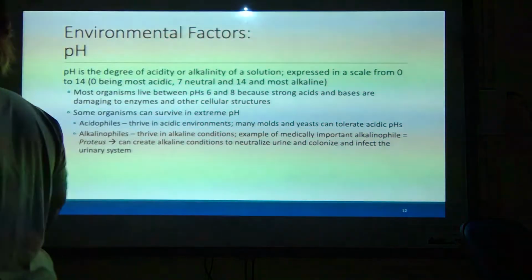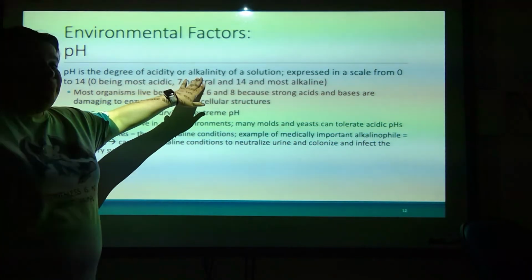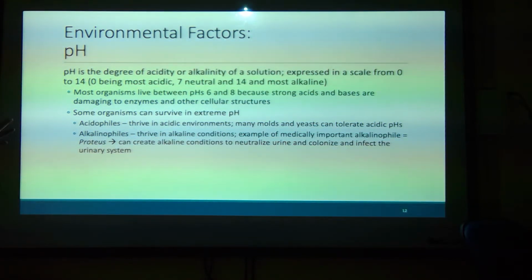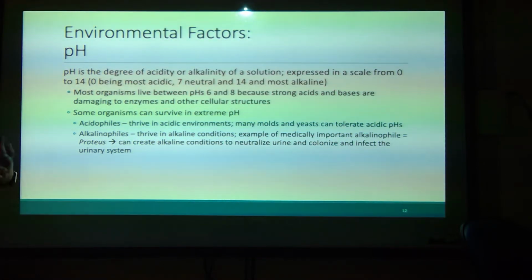Okay, so another factor that can influence their growth is the pH, potential hydrogen. pH is the degree of acidity or alkalinity, how basic is it, of a solution, and it is expressed in a scale from 0 to 14. 0 being the most acidic, we're talking like sulfuric acid, hydrochloric acid. 7 being neutral, we're talking about double distilled water. And 14 being the most alkaline or basic, lye. Lye that you use in soap is very, very basic.